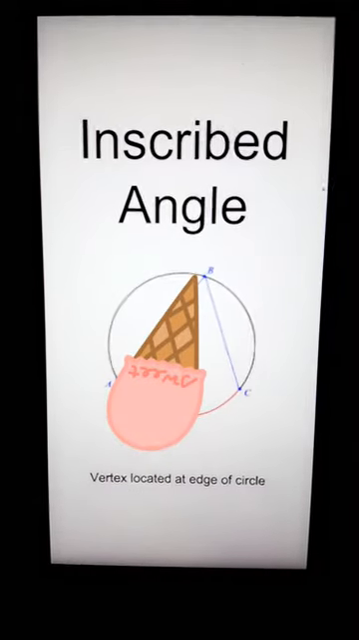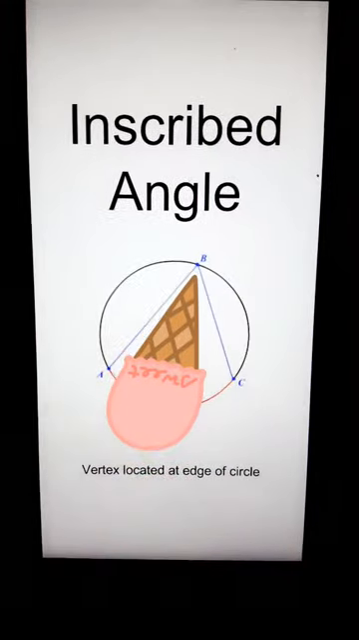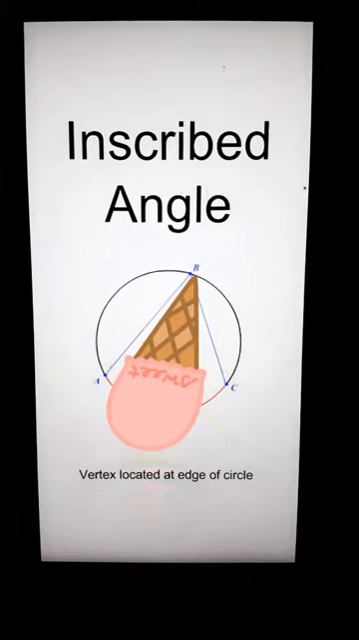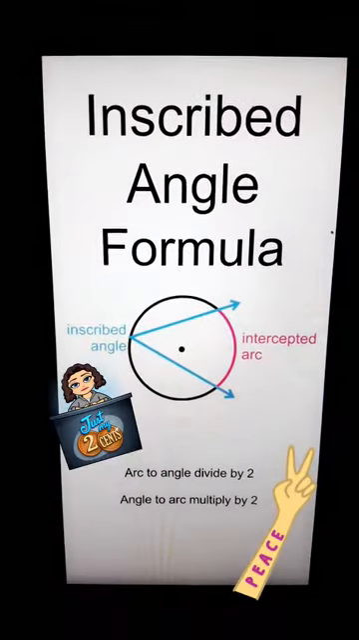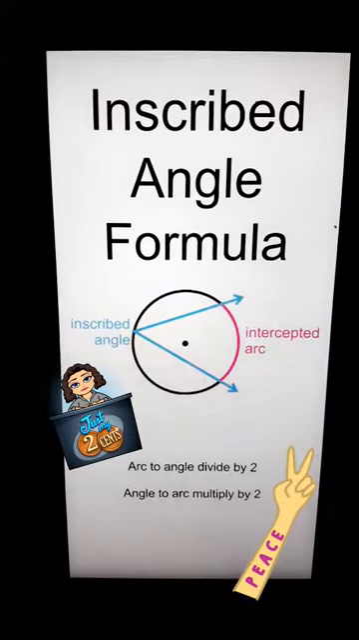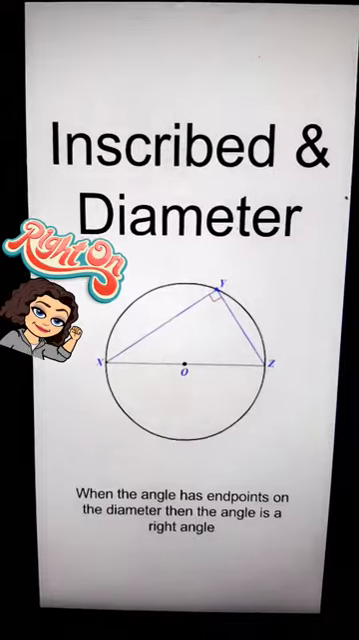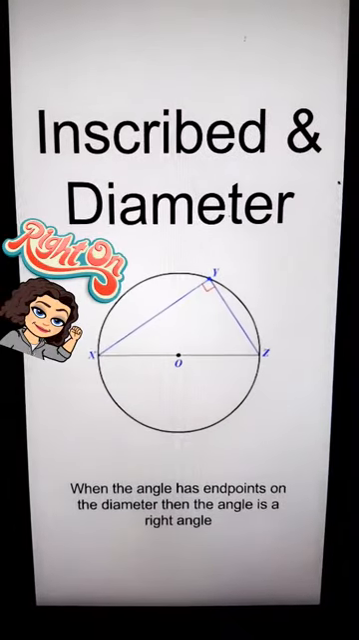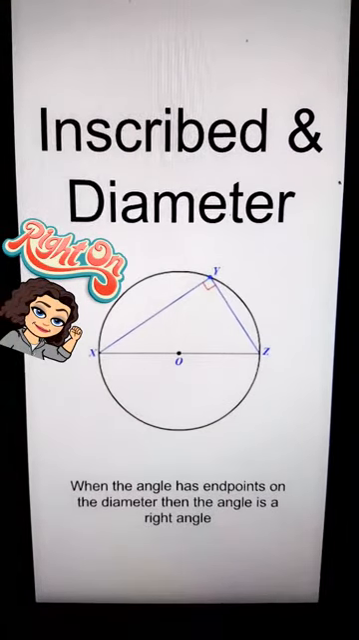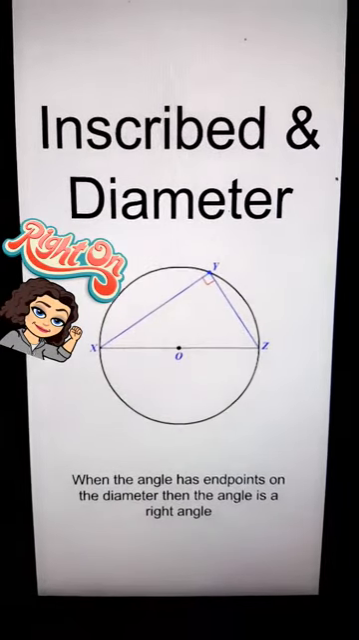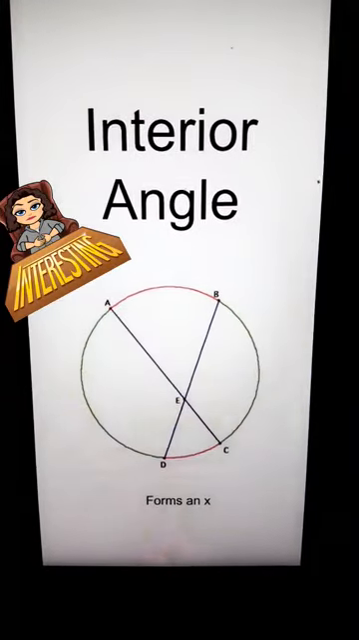Inscribed angles always have the vertex at the edge of the circle. And remember, we talked about it being an ice cream cone, so make sure you color in your angles to know what you're doing. Don't forget the inscribed angle formula. Arc to angle, divide by 2. Angle to arc, multiply by 2. Something like this is definitely on your quiz. When you have an inscribed angle and the endpoints are on the diameter, that angle is 90 degrees, a right angle.